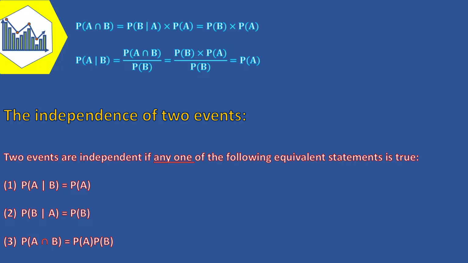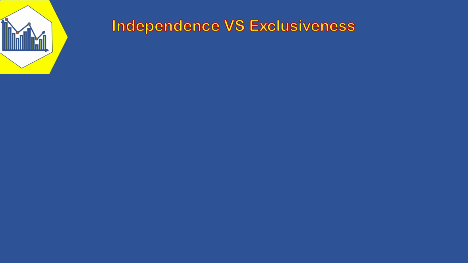First, the probability of A given B equals the probability of A. Second, the probability of B given A equals the probability of B. And third, the probability of the intersection of A and B equals the probability of A times the probability of B. The concept of independence is an important relationship between events.